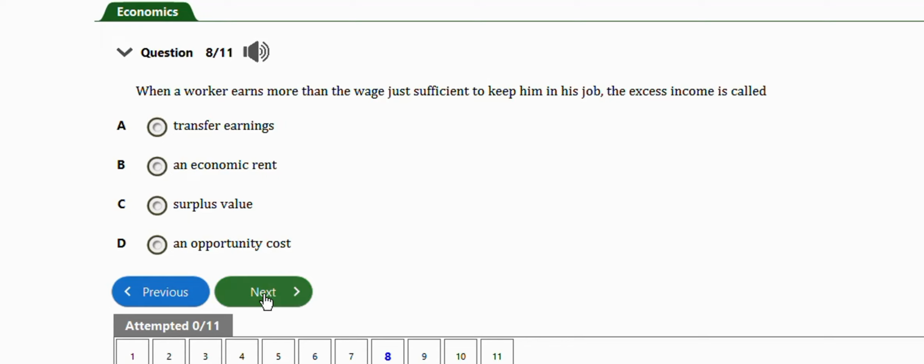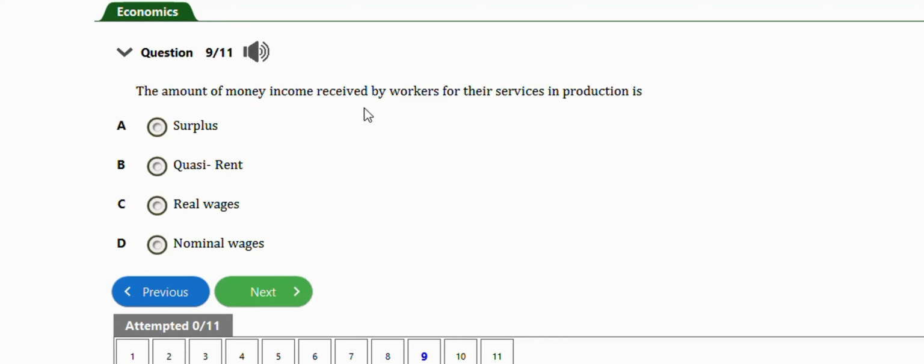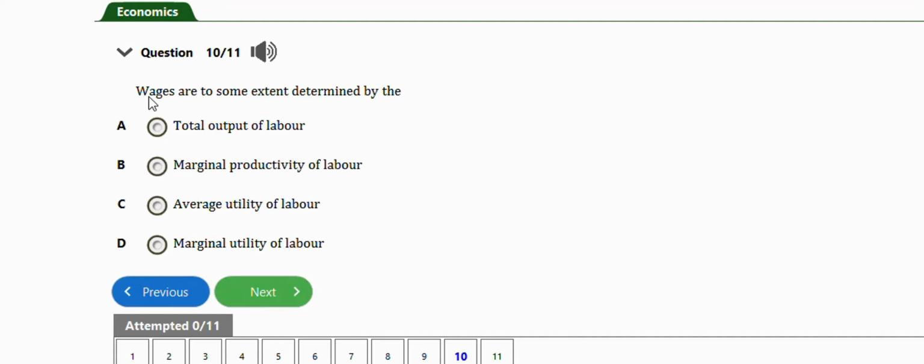Okay, next question is this one. It says the amount of money income received by workers for their services in production is. The answer to this question is option D, which is nominal wages. Okay, next question is this one. It says wages are to some extent determined by. I've also answered this question. These are repeated questions. Marginal productivity of labor. That's the right answer.